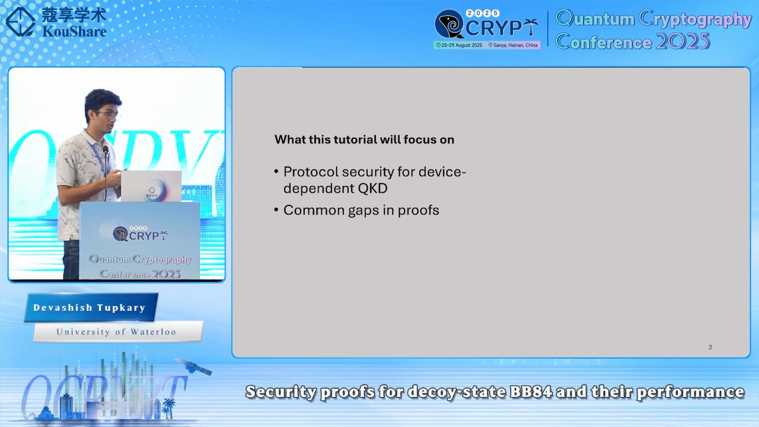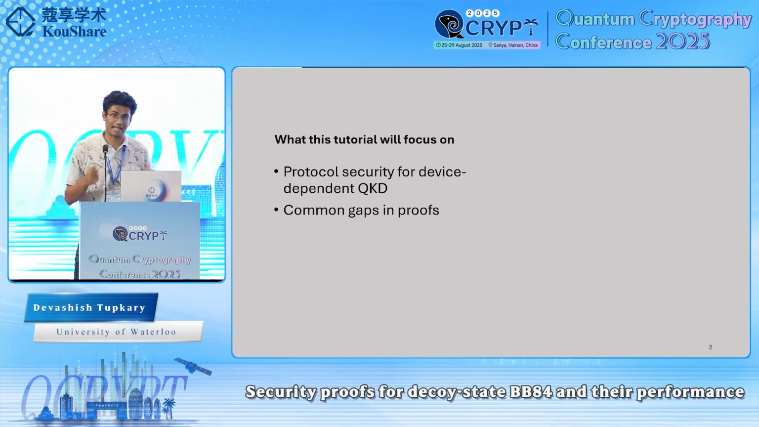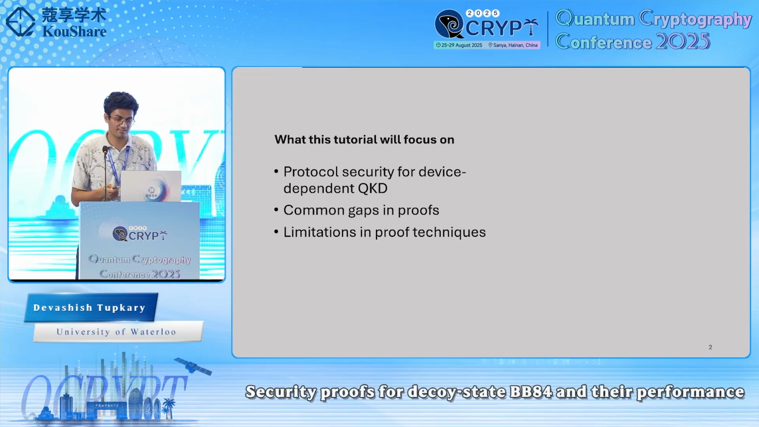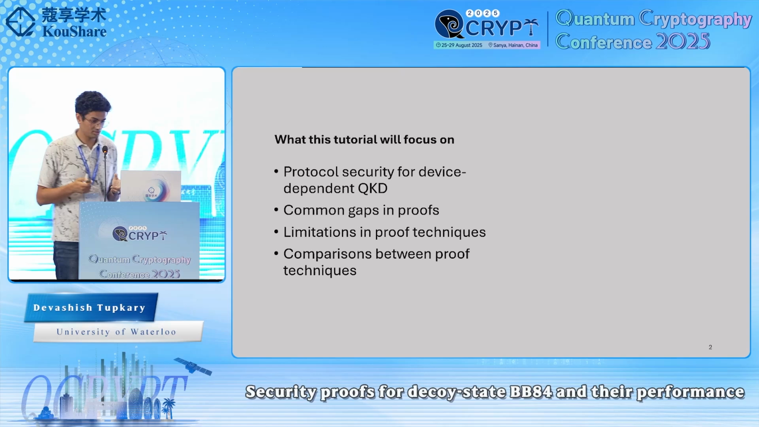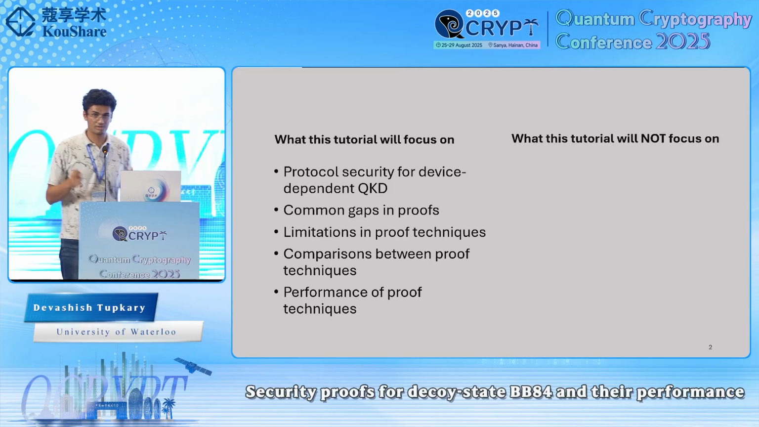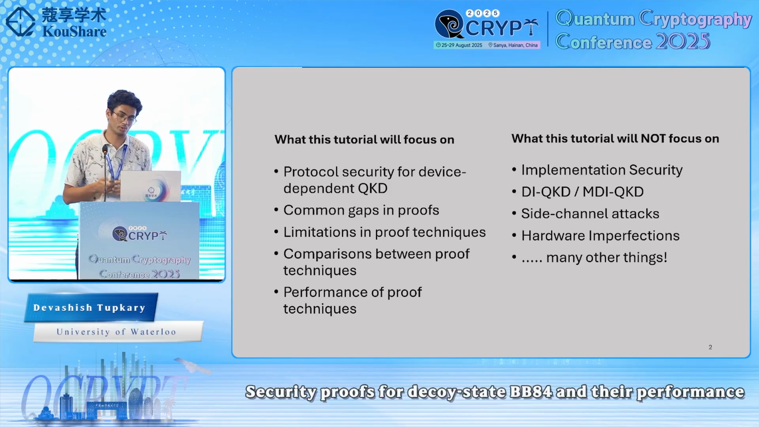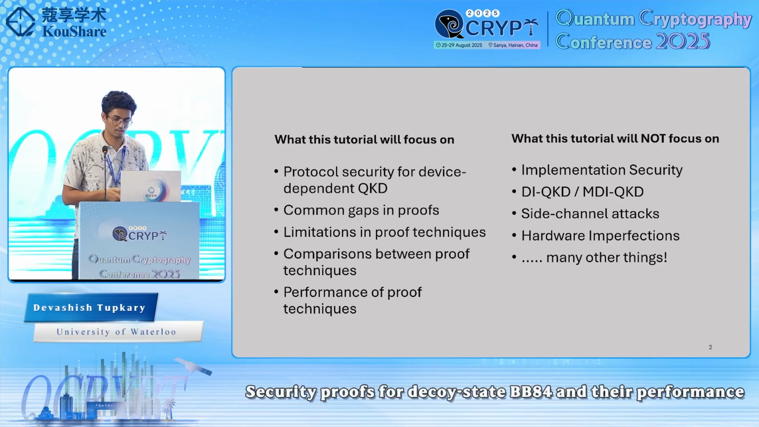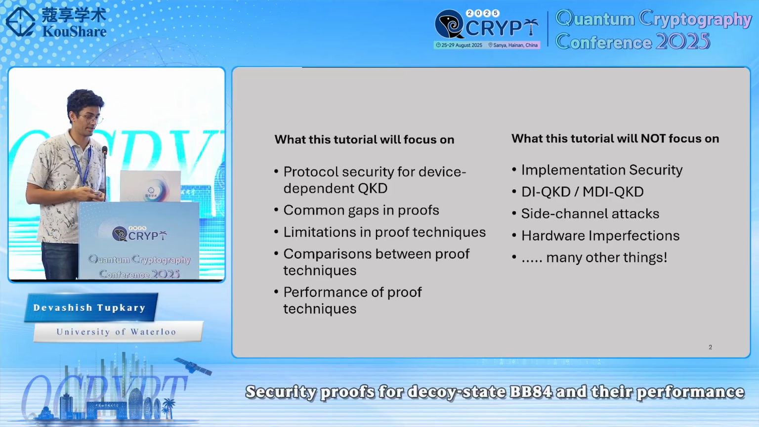And what I really want to focus on is stuff like common gaps in proofs, limitations in different proof techniques that we have available, comparisons between different proof techniques, and performance of proof techniques. In particular, what we will not really focus on is stuff to do with implementation security, DI, MDI, QKD, side channel attacks, hardware imperfections, and many, many, many other things that one could talk about in this area.